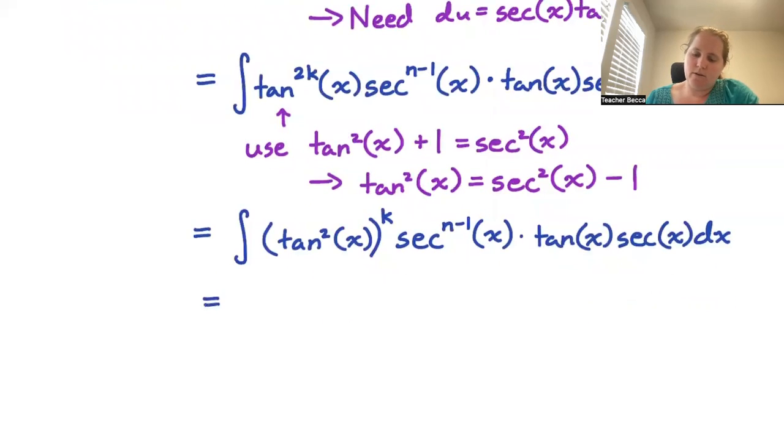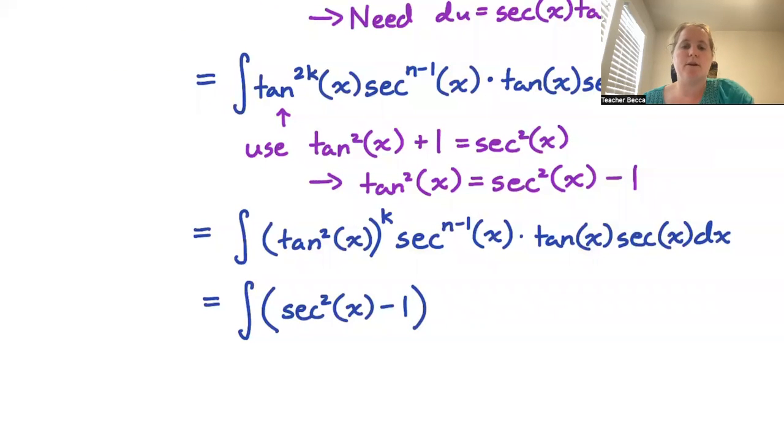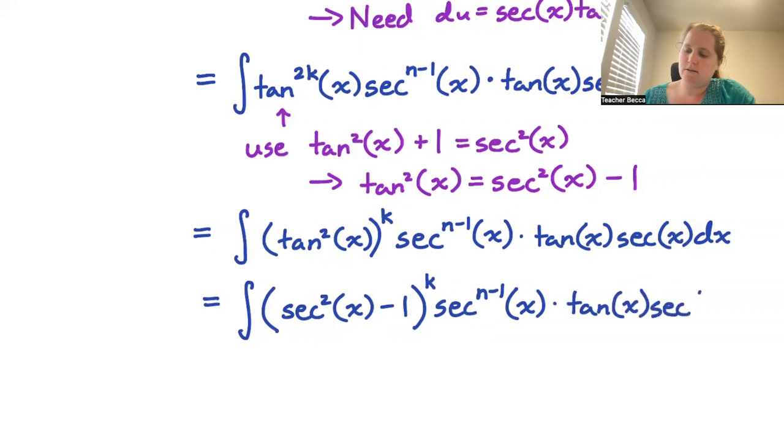That tan squared, of course, can be rewritten as secant squared of x minus 1. That entire secant squared of x minus 1 is now raised to the k, times secant to the n minus 1 of x, times tangent of x, times secant of x dx.